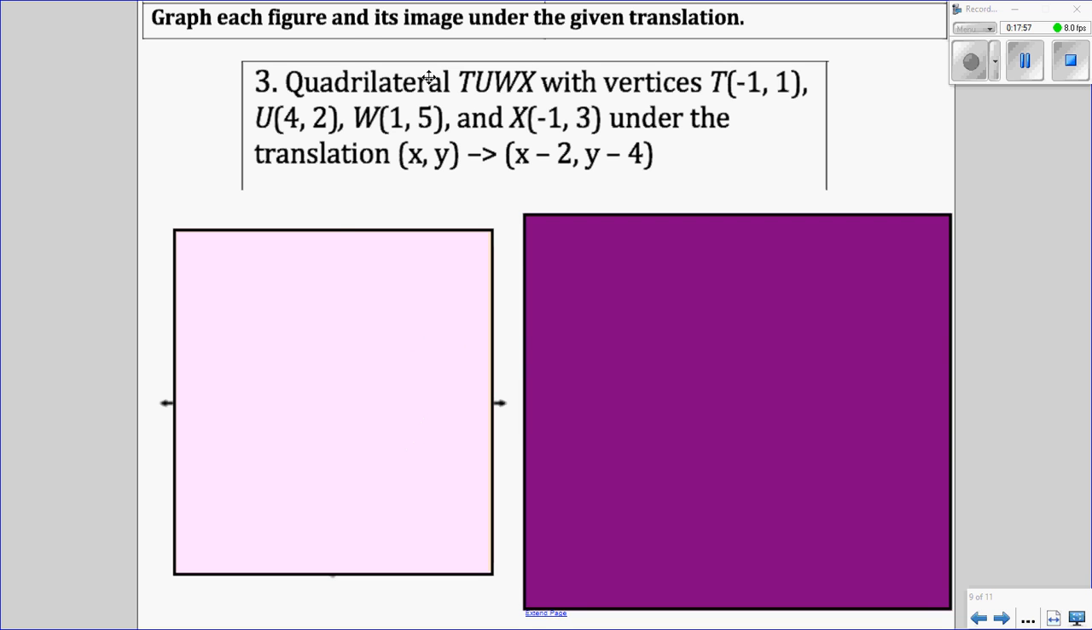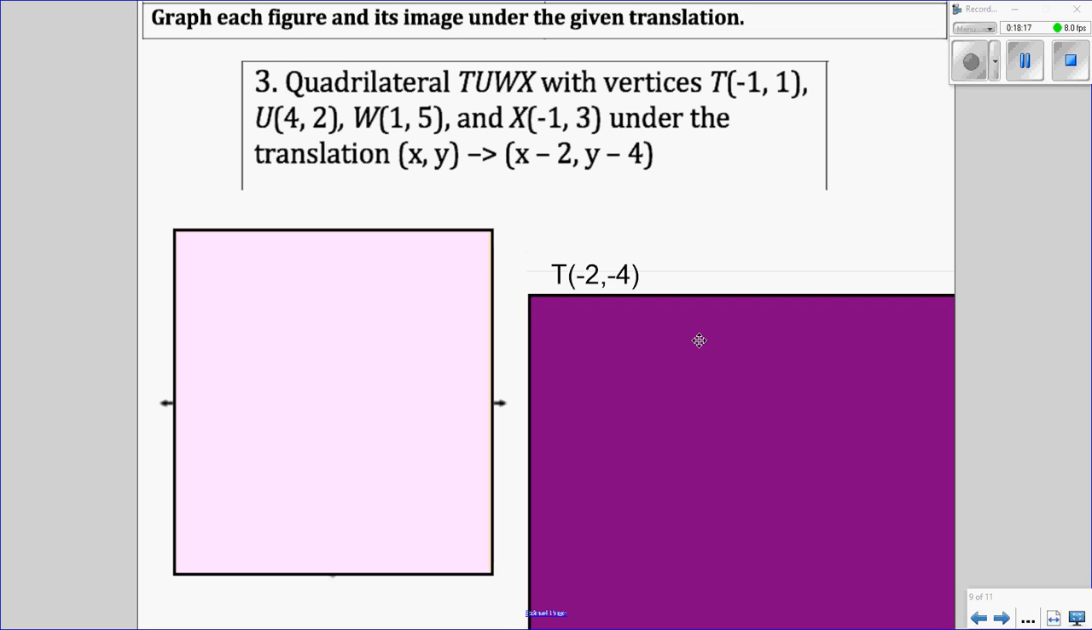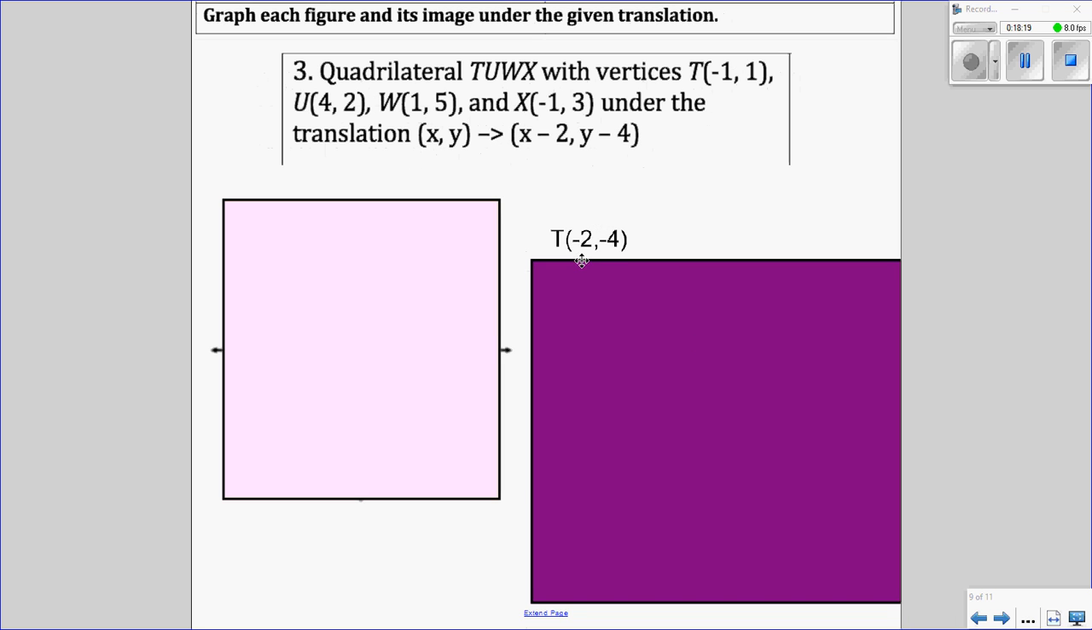So for 3, they give you a quadrilateral, TUWX, and the vertices: T is negative 1, 1, U is 4, 2, W is 1, 5, and X is negative 1, 3. Under the translation, which is x minus 2 and y minus 4. All right, so since we're doing a translation, I put it for short, T, negative 2, negative 4.